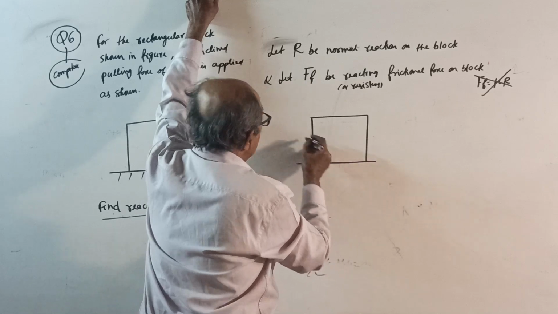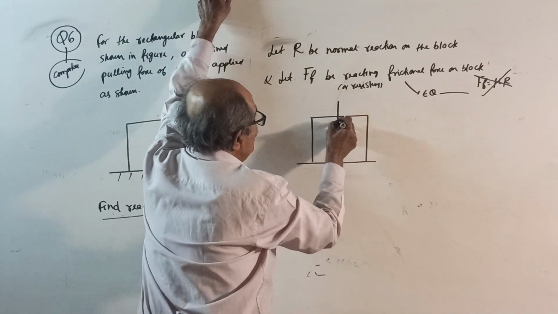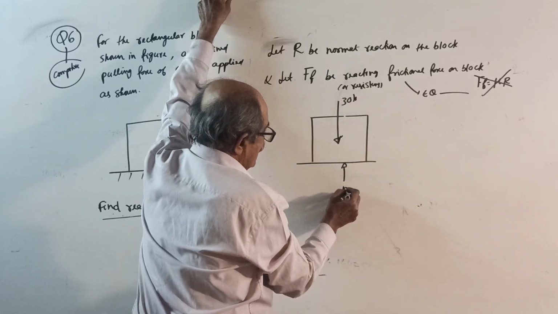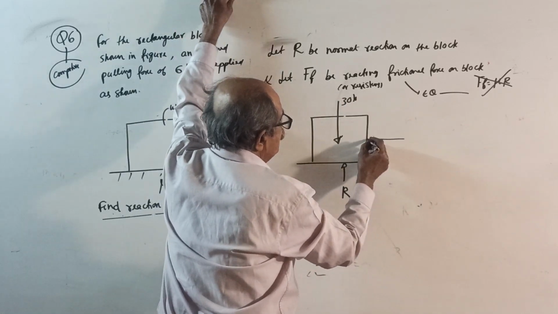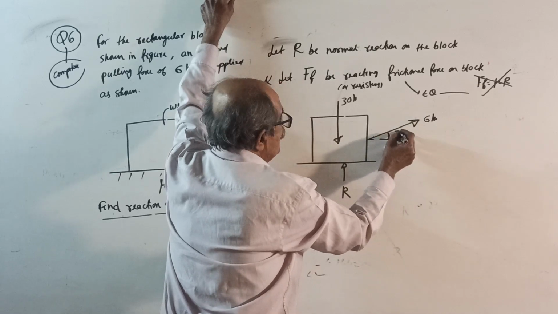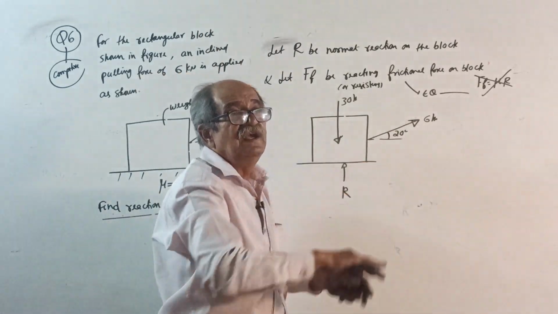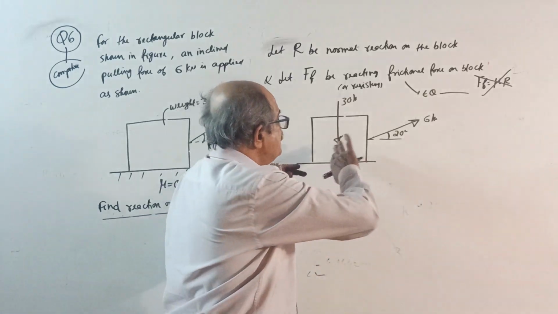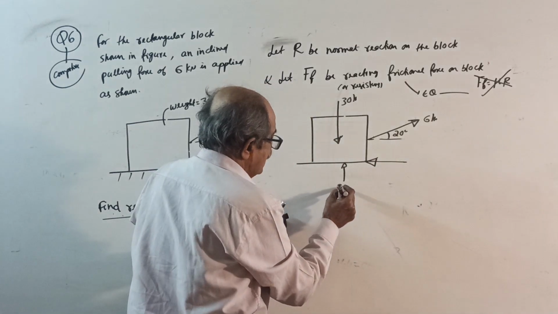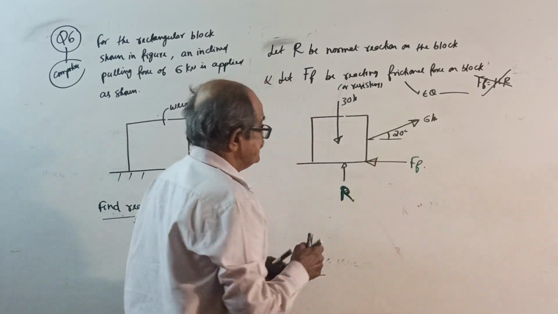Now write, consider equilibrium of the block. Weight 30 kilonewton right here. Now I won't solve it yet. See, normal reaction R. You are applying a force of 6 kilonewtons here at a 20-degree angle. Since you are applying a force to the right side, the tendency is to move to the right, so the frictional force is to the left side. So now R and FF are the unknown reactions.